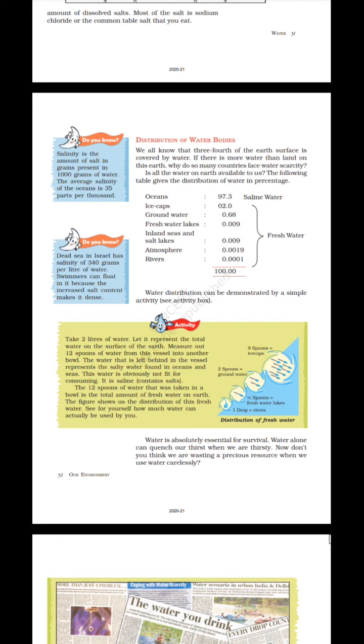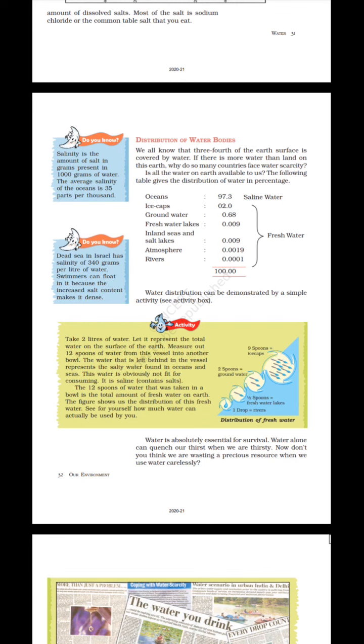Take 2 liters of water. Let it represent the total water on the surface of the earth. Measure out 12 spoons of water from this vessel into another bowl. The water that is left behind in the vessel represents the salty water found in oceans and seas. This water is obviously not fit for consuming. It is saline, contains salts.